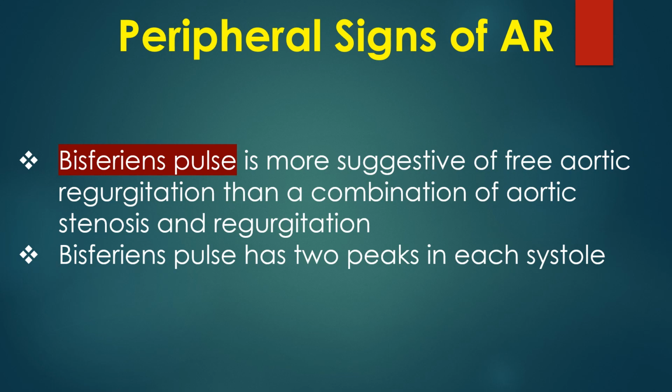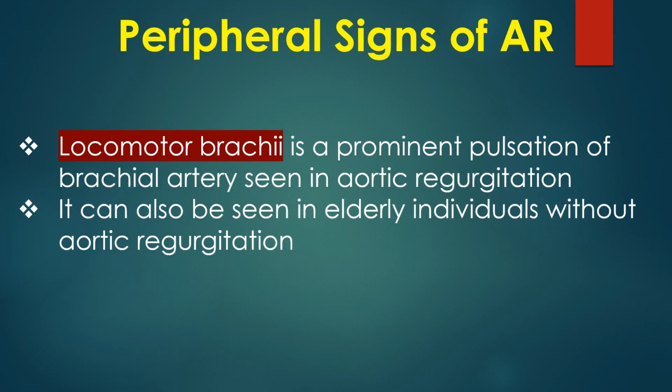Bisferiens pulse is more suggestive of free aortic regurgitation than a combination of aortic stenosis and regurgitation. Bisferiens pulse has two peaks in each systole. Locomotor brachii is a prominent pulsation of the brachial artery seen in aortic regurgitation. It can also be seen in elderly individuals without aortic regurgitation.